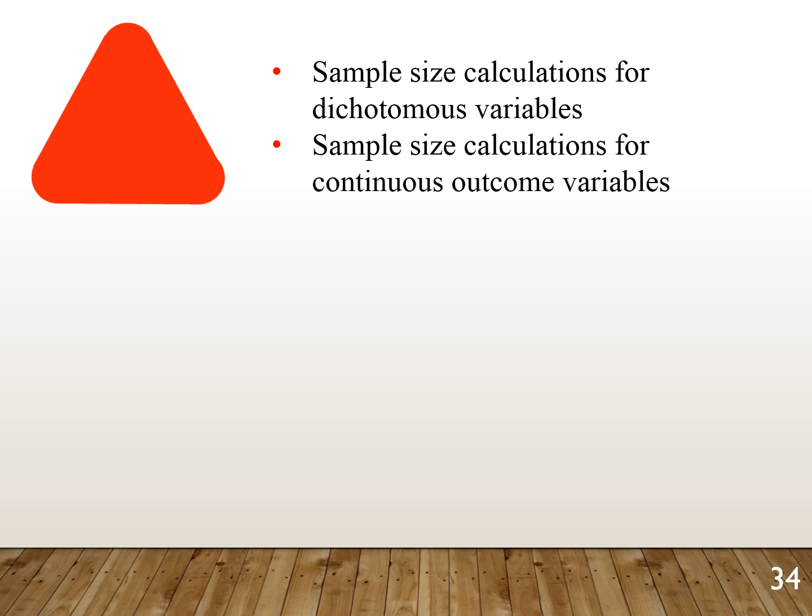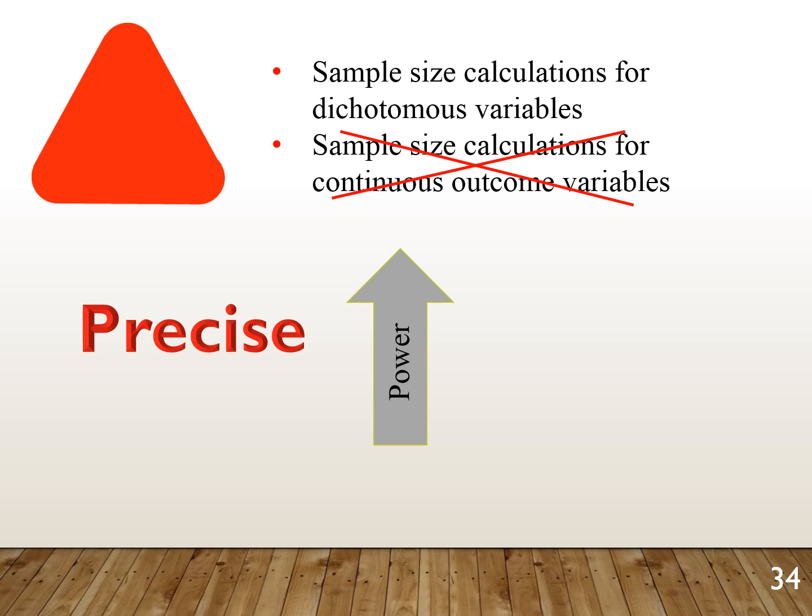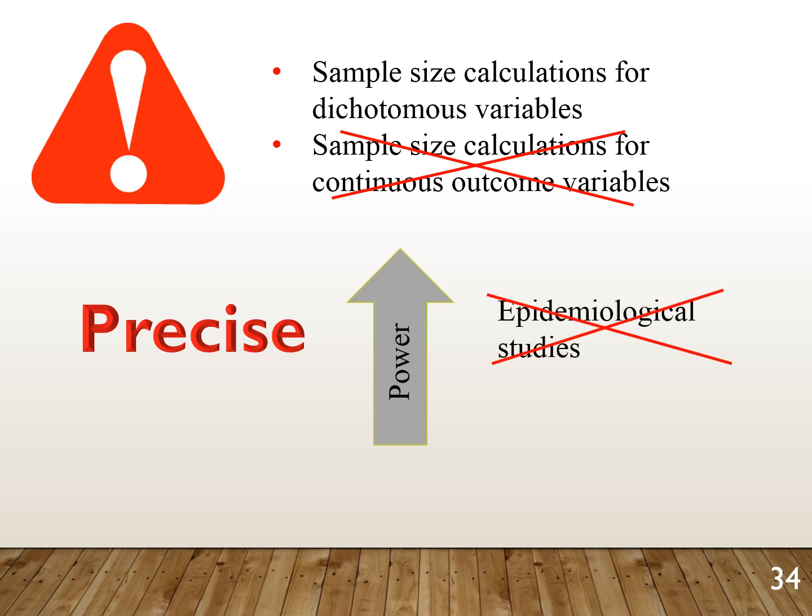Note that the discussion provided was only for dichotomous variables, that is, variables that have two options. The person either has the disease or doesn't. The discussion lacked information about continuous variables such as weight and height. Usually, continuous variables increase the power of the study if they are precise. However, pharmacoepidemiological studies lack that variable.